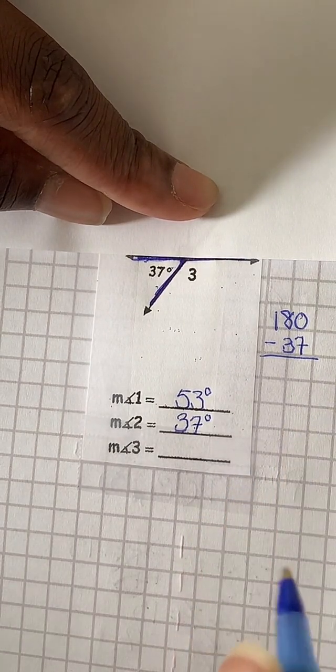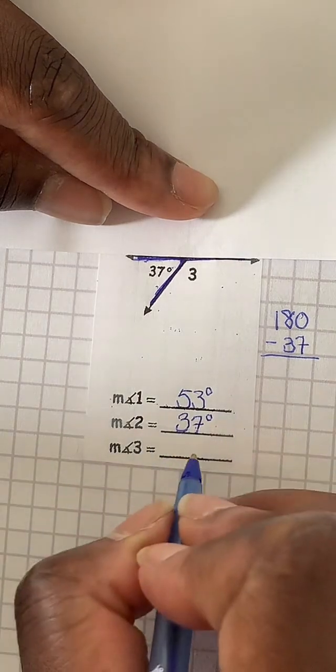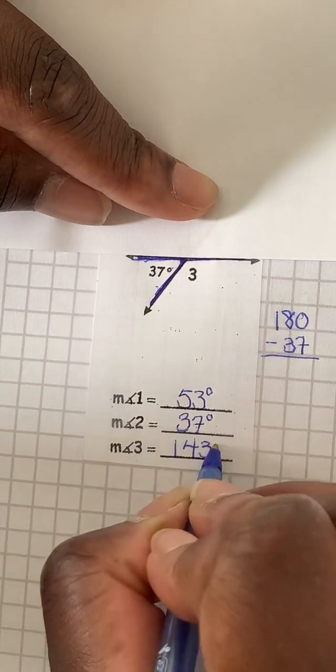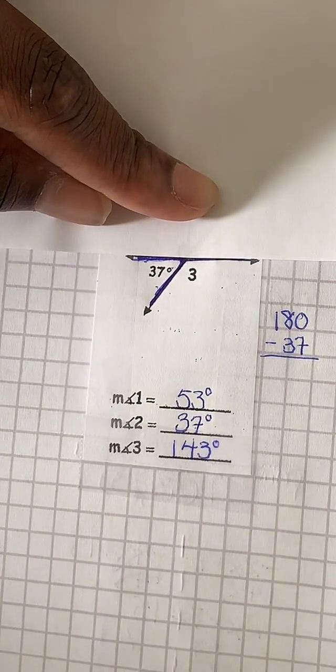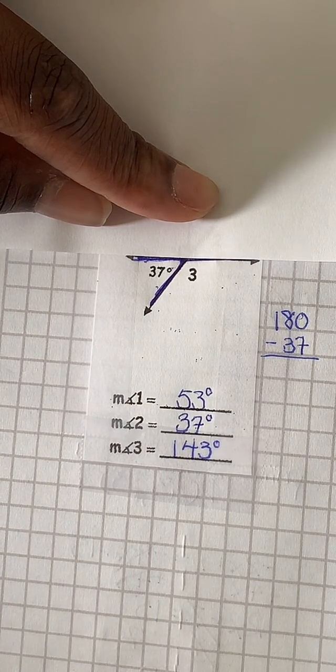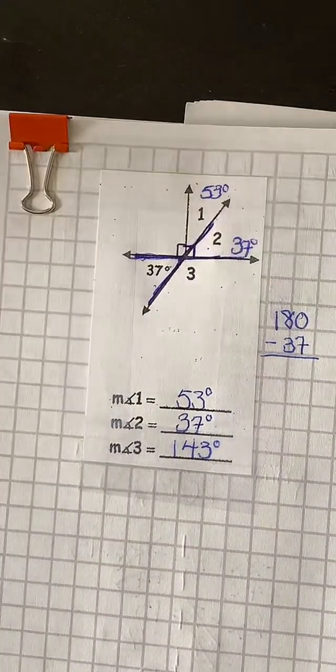143. Hey, Blake, how are you? So 143 degrees. Okay, good. All right.